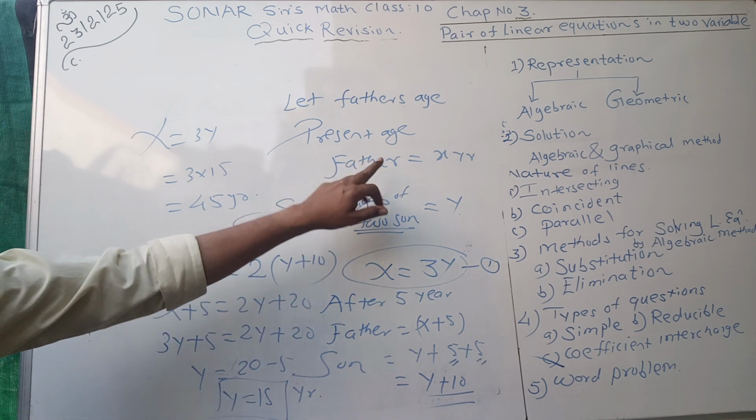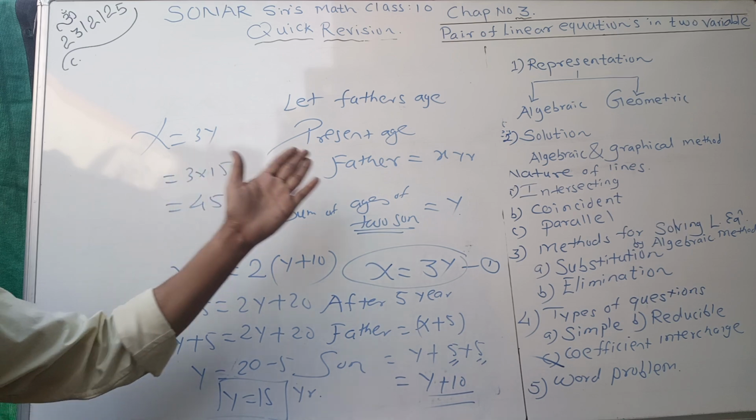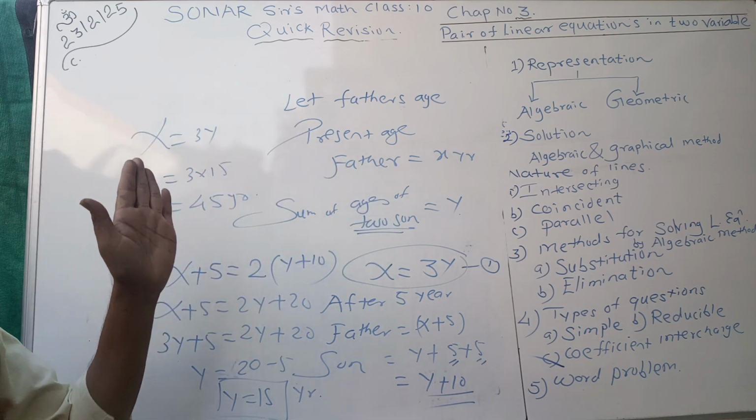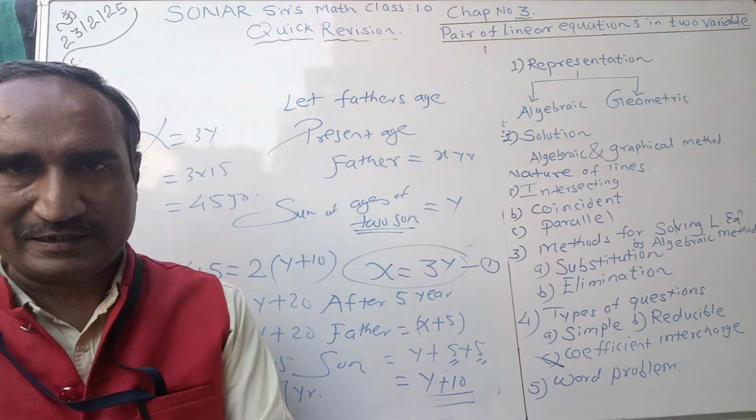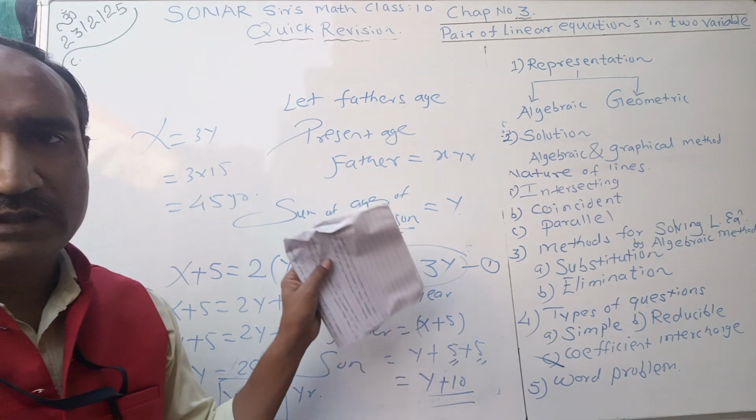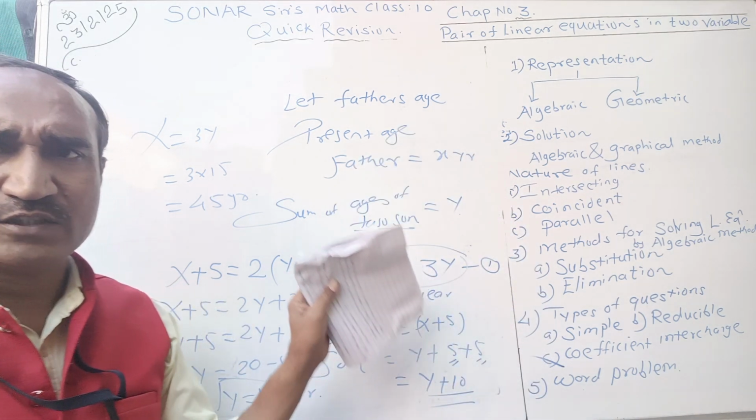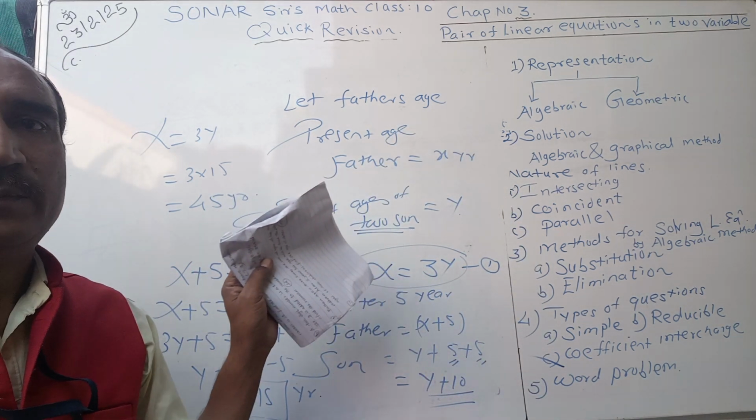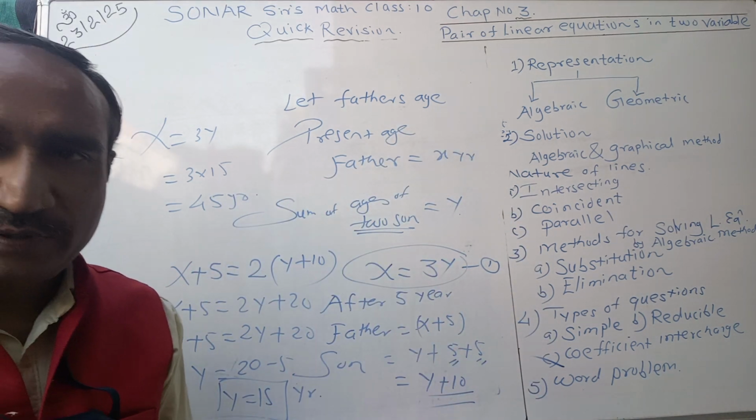So father's age is 45 years and the sum of the sons' ages is 15 years. We can cross check this by again substituting these values in the given conditions, and we can check our answer. So thank you students. Many more questions are like this for the chapter Pair of Linear Equations in Two Variables. Thank you.